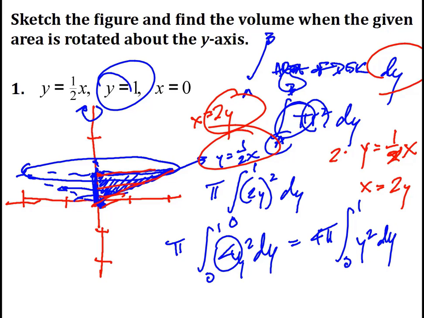Okay. Now I can go ahead and take the antiderivative. And it's going to be 4 pi times the antiderivative of y squared, which is, of course, 1/3 y cubed. And I'm going from 0 to 1.